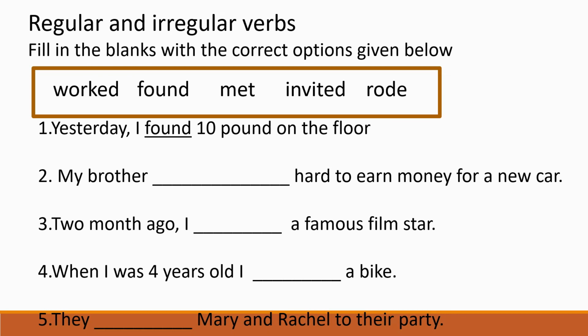Now let's see the next one. My brother dash hard to earn money for a new car. So student, tell me which verb will come over here? Yes. Correct. My brother worked hard to earn money for a new car. So student, here worked, this verb is with ed, so it's a regular verb. Correct. So the first one is irregular and the second one is a regular verb. So like this you have to do the rest. Okay, student? Thank you, student. Keep practicing.